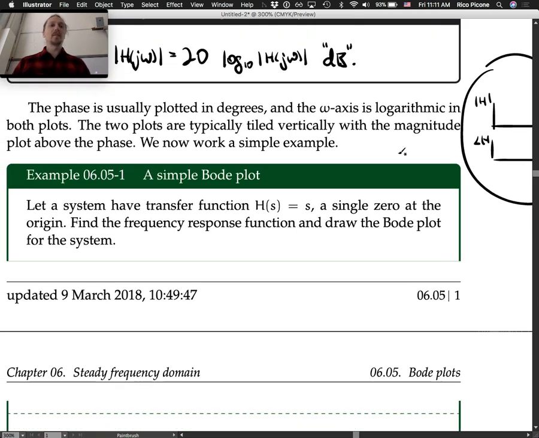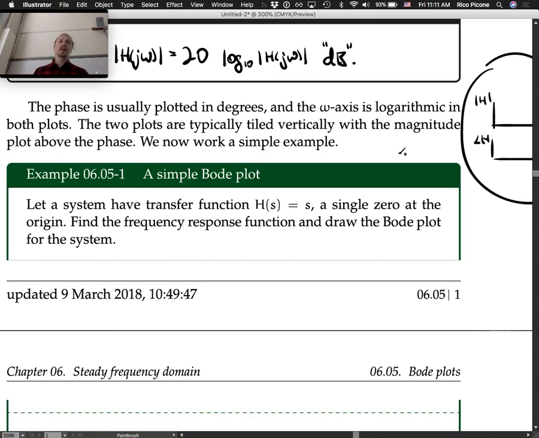We'll work a simple example. Let a system have transfer function H(s) equals s. So it's just a single zero at the origin. Find the frequency response function and draw the Bode plot for the system.